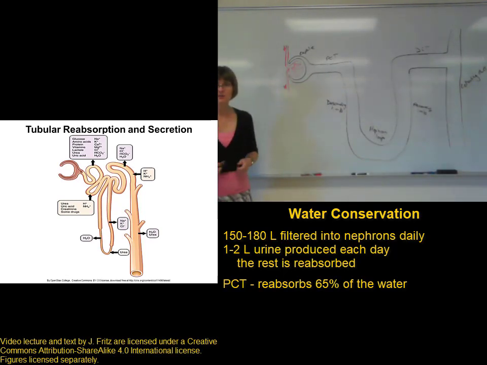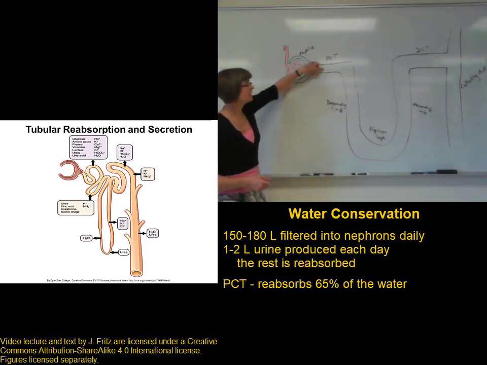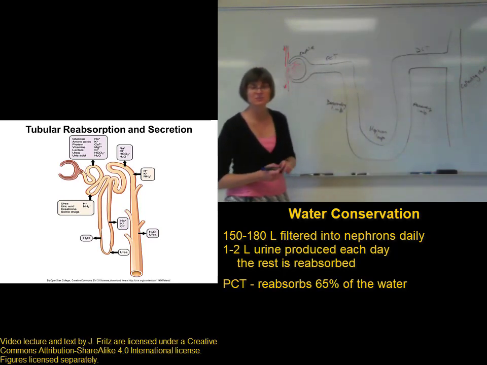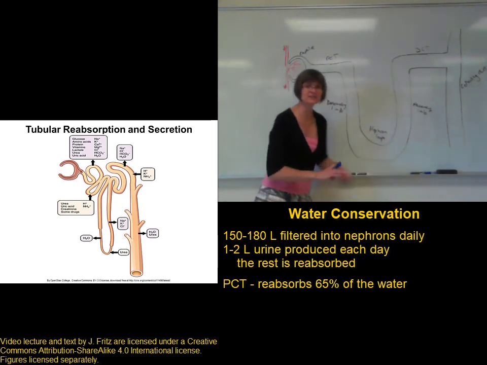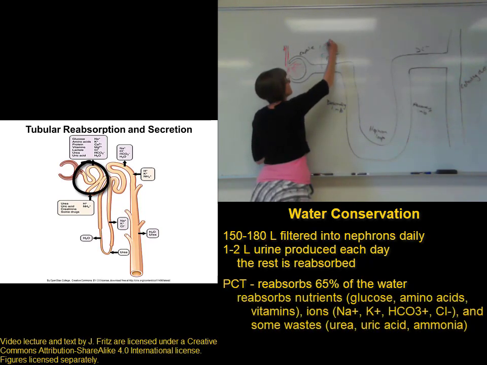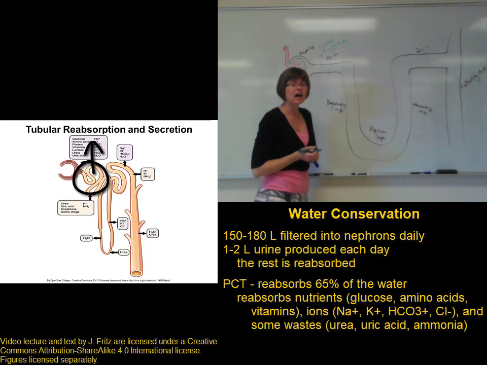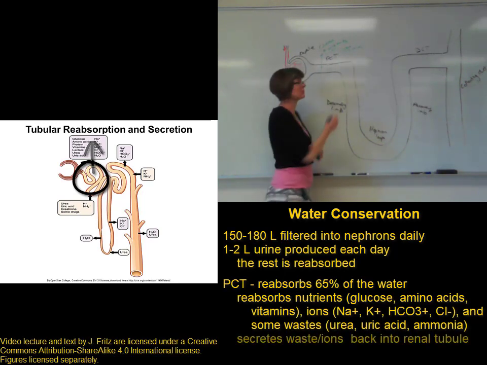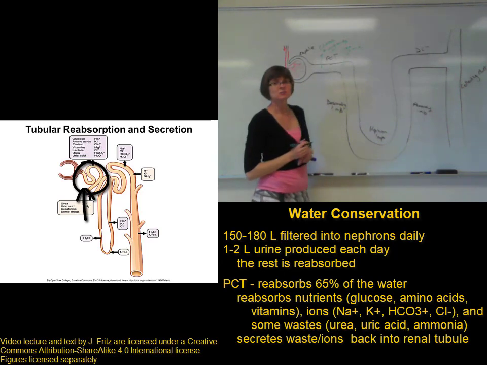We've already talked about a lot of what's happening here. We know that water and small molecules get pushed out of the glomerulus and into the capsular space that leads to the PCT. And we already talked about the fact that we do a lot of reabsorption here in the PCT. We're going to reabsorb nutrients like glucose and amino acids, ions like sodium and potassium and chlorine. We also end up reabsorbing some bad things like urea and uric acid. But those, of course, we can get rid of. We can put those back by tubular secretion.